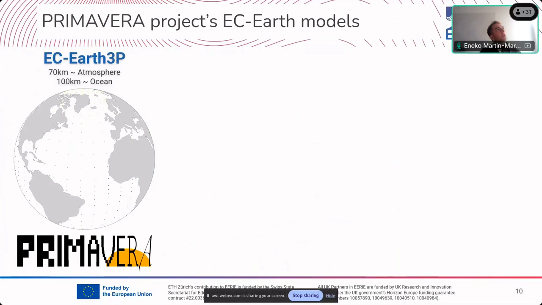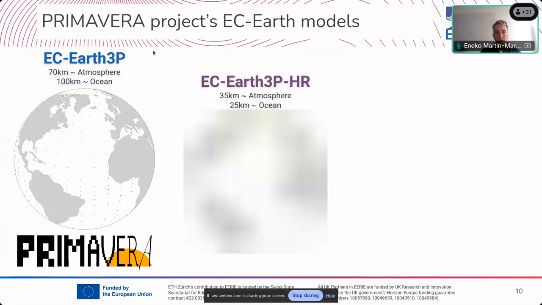So, which are the models we worked with? We work with the EC-Earth3 model, but with a special version prepared for the PRIMAVERA project. That's why the P, EC-Earth3P. So the standard resolution, similar to the one you have on the previous plots, is 70 kilometers in the atmosphere and 100 kilometers in the ocean, and this means 1 degree. So this is an eddy-parameterized model.